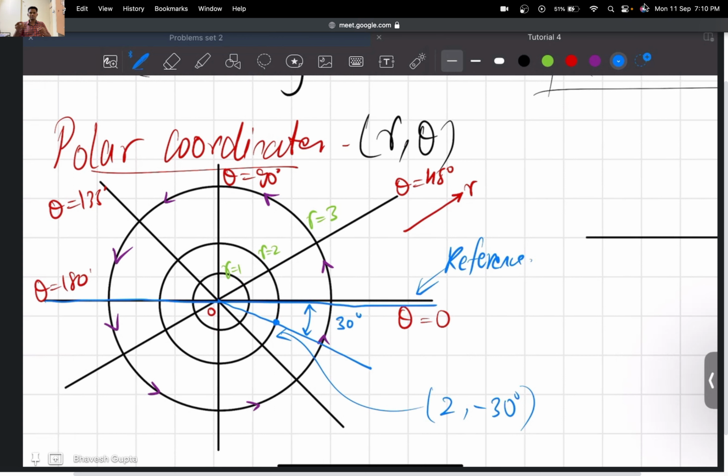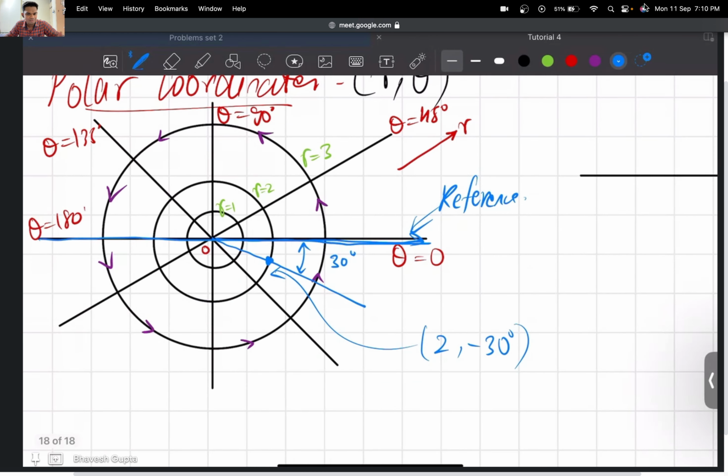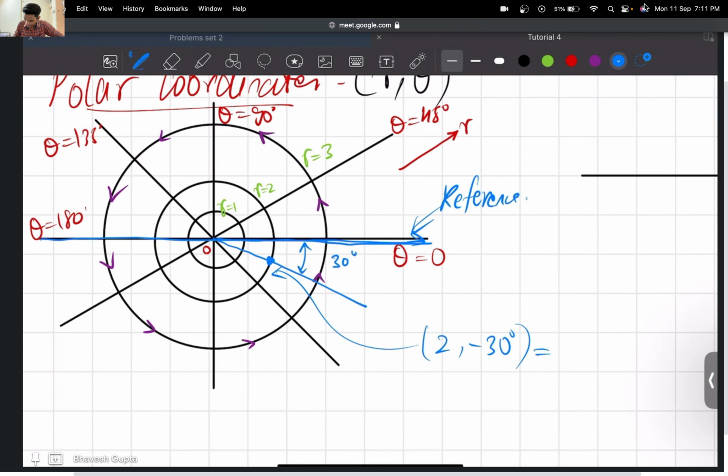Like the way we have the origin, which is the reference of distance. So this particular line is basically my reference. You can see that this particular coordinate turns out to be 2, minus 30 degrees. We often don't write the angles in terms of degrees. We prefer to write them in terms of radians. In radians, this minus 30 degrees is actually minus pi over 6. Okay, so that's how we write down our polar coordinate system.